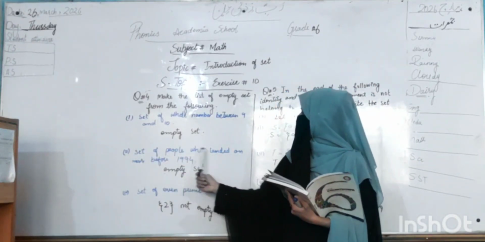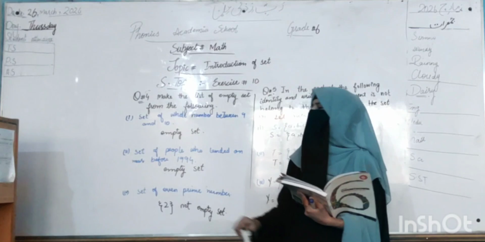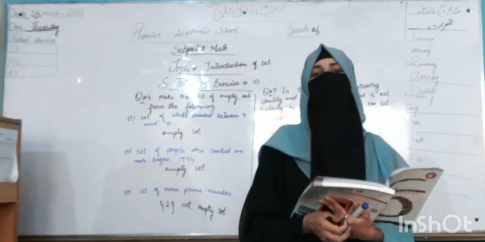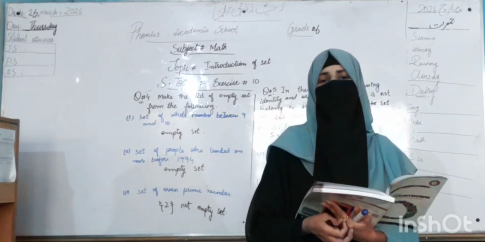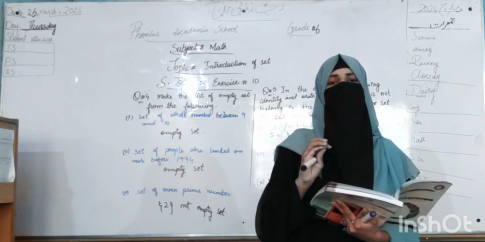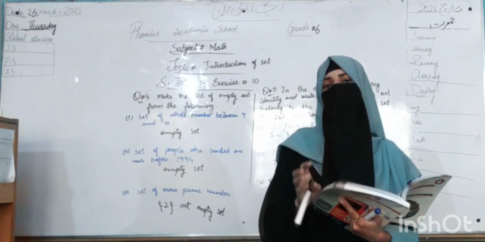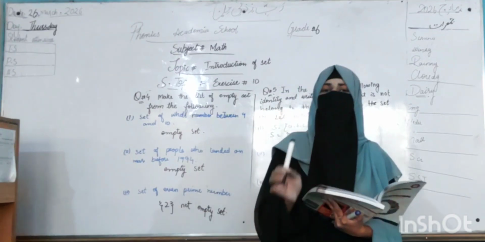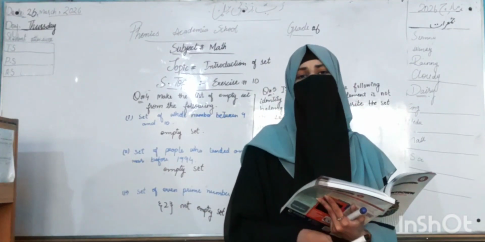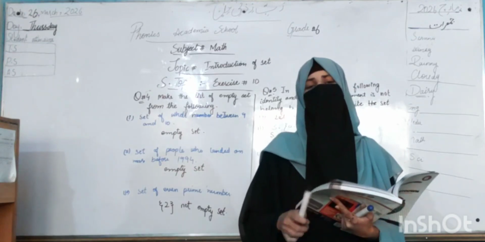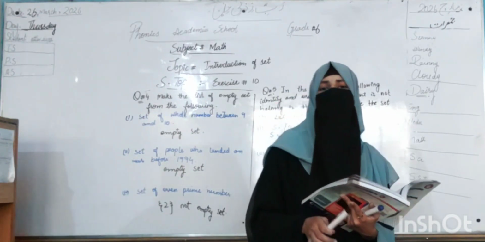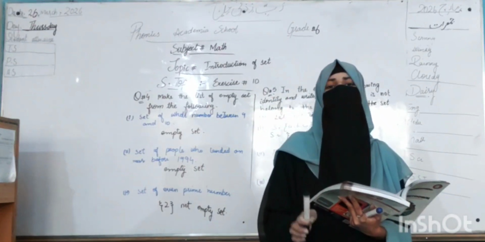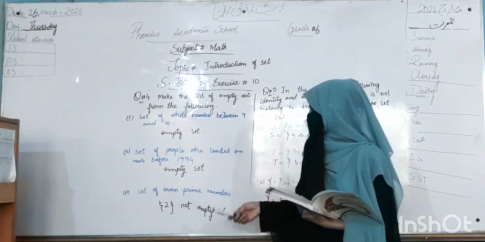Part 2, set of the people who landed on Mars before 1994. So students, you know that in the universe, Earth is the only planet on which people live, stay and have a home. So no people went to Mars before 1994. So this is an empty set, because no people landed on Mars before 1994. Scientists have explored Mars many times, but before 1994 no human being went to Mars. So it's an empty set.